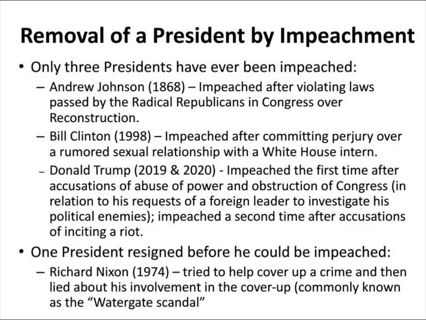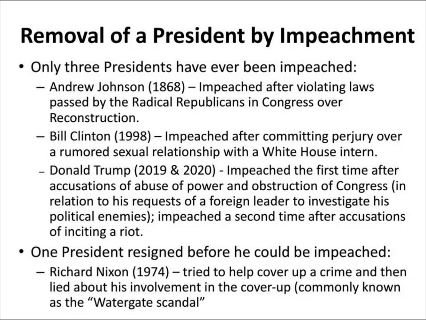Andrew Johnson in 1868 was impeached after the radical Republicans in Congress and he had a major disagreement about Reconstruction policy. So they found kind of a technicality, that he violated an act of Congress, and impeached him. He was acquitted. He did not get removed from office. In 1998, Bill Clinton was impeached after committing perjury over a rumored sexual relationship with a White House intern. It turned out to be true, and he had perjured himself, which just means lied, well, under oath during a court proceeding.